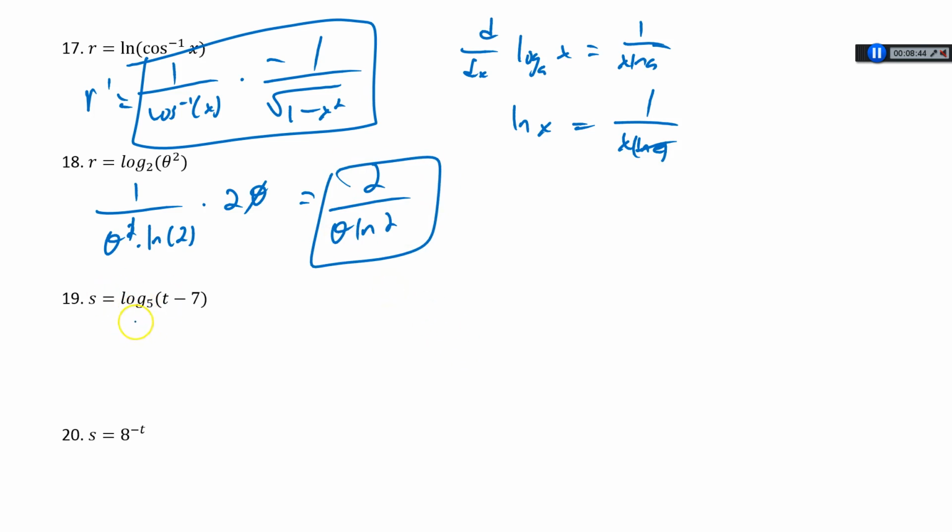Log base 5, t minus 7, that's going to be 1 over t minus 7 ln of 5. Now I should multiply by the derivative of the baby. What's the derivative of t minus 7? That's just 1, so we're done.